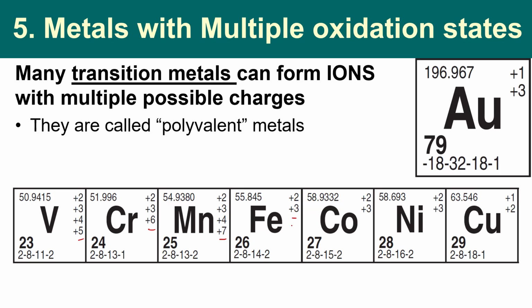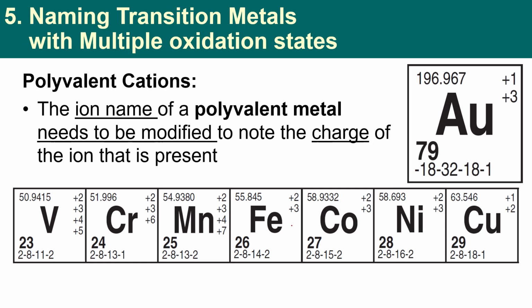Yes, there are some that have only one possible charge, but many of them, because of their D sublevel, which we can get into later, have the ability to have multiple possible charges. So in terms of naming a transition metal with multiple oxidation states for its ionic form, what we need to do is modify what we had just learned.